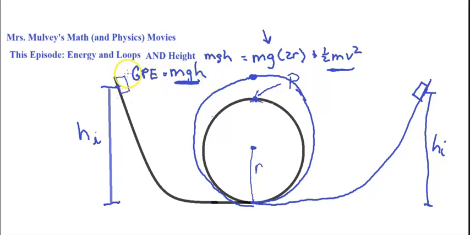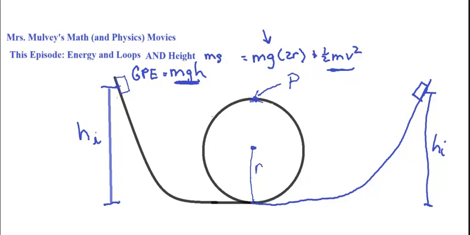So the idea here is that this block has to start from a higher position than the highest point on the loop. Or the other way to think about it is, the top of the loop has to be at a lower height than the starting position of the block.